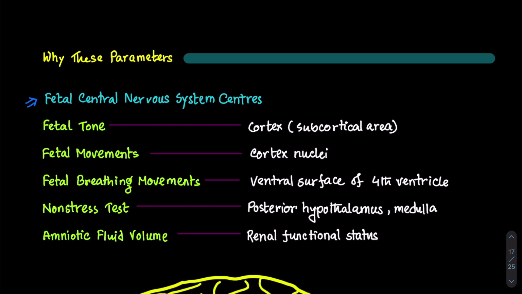Firstly, why are we using these parameters? The fetal heart rate reactivity, breathing movements, body movements, and tone are acute markers and are altered by acute hypoxic changes. If you look at the central nervous system centers, tone is controlled from cortex or subcortical area. Body movements are regulated from cortical nuclei. Breathing is controlled from ventral surface of the fourth ventricle. Cardiac acceleration is regulated from posterior hypothalamus and medulla. Hypoxia at these regions will cause loss of respective features on biophysical profile.